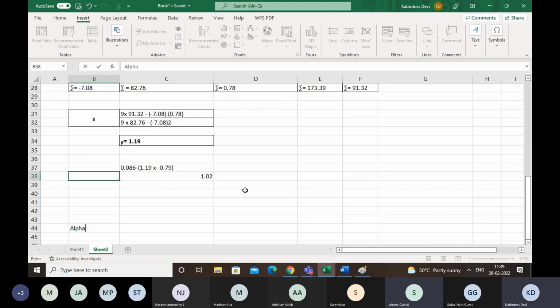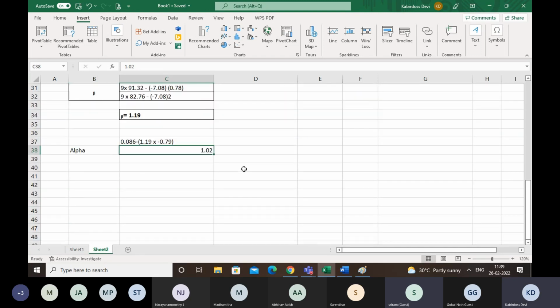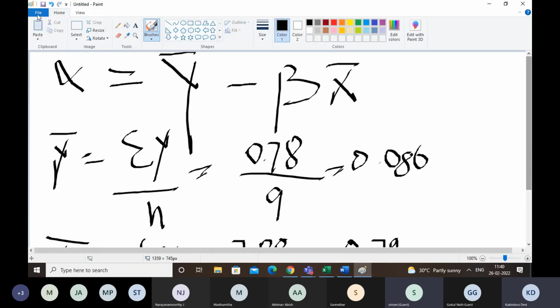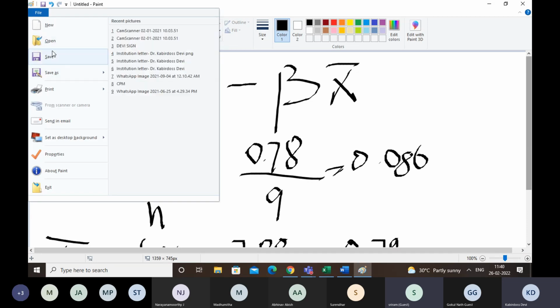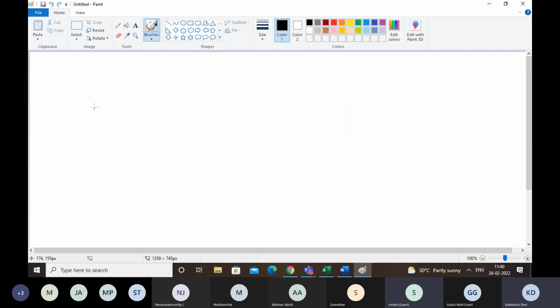See, what is the question they initially asked? They asked us to find out the market return, right? So what is the formula for market return? I just take this new file. See, this is the expected return. This is a very important formula, and we always use this formula. This is the equation that we get from the capital asset pricing model.